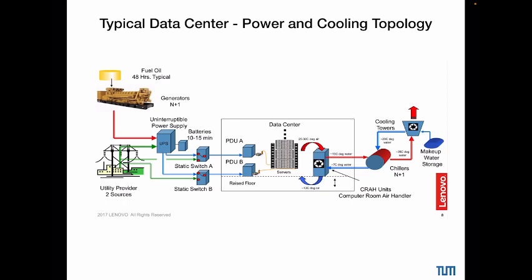The diesel engines at LRZ are in hot standby. They are actually kept hot so that they can be started fast. They need a bit of time to synchronize with the frequency in the network, and so after a few minutes they can provide the power for the data center. So this is very common in all data centers.